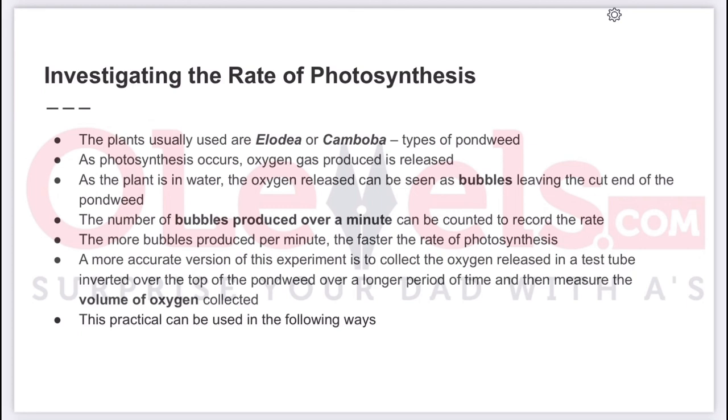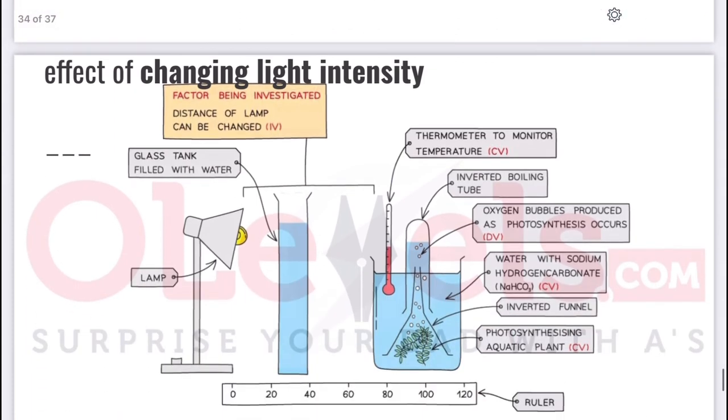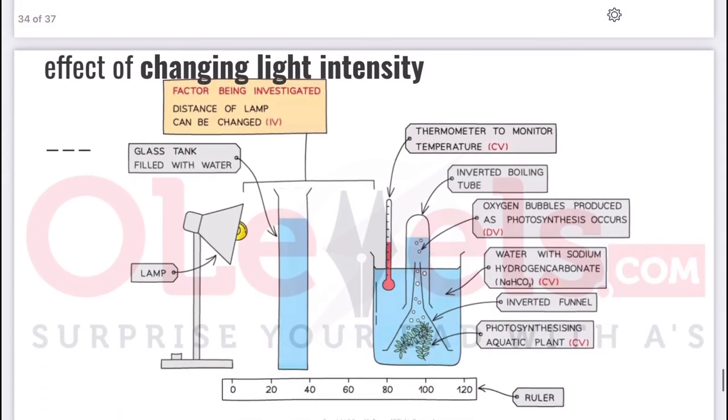This practical can be used in the following ways. So we can see the effect of light intensity on the rate of photosynthesis, with an inverted test tube to collect the oxygen and to count the rate. The lamp has a scale to measure the distance, so we can decrease and increase the distance and see how light intensity will affect the rate of photosynthesis.